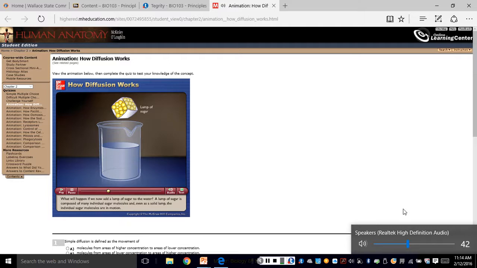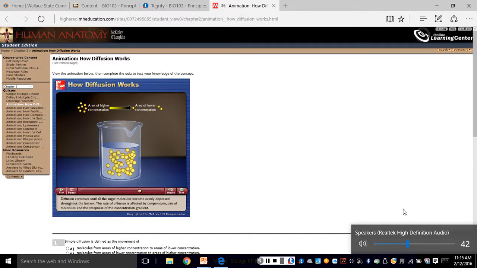A lump of sugar is composed of many individual sugar molecules, and even as a solid lump, the individual sugar molecules are in motion. When the lump is dropped into the water, it begins to dissolve. Individual sugar molecules move randomly and constantly from the area where they are common to the area where they are scarce. This type of motion, when molecules move from areas of their higher concentration to areas of their lower concentration, is called diffusion.